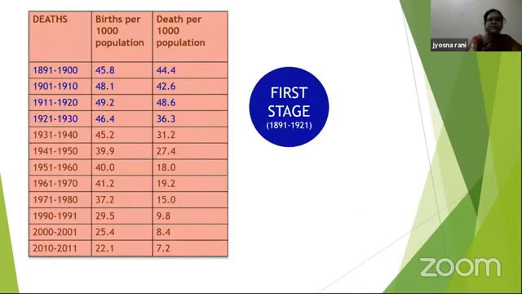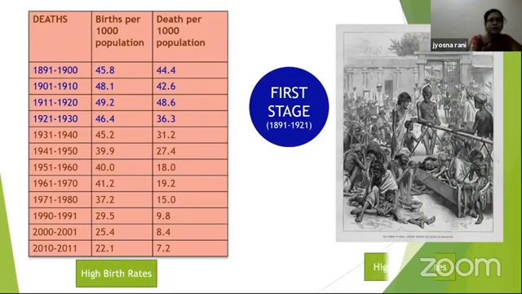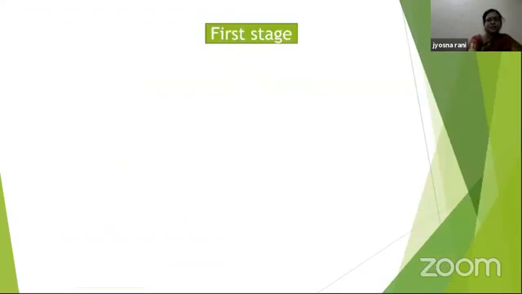And here, in the first stage, if we go through the table, the first stage is from 1891 to 1921. Here, births per 1,000 population is 45.8 and deaths per 1,000 population is 44.4. Here in the table, we can see birth rates and death rates are more or less equally high. So there is no impact on the population growth. More or less the population will be stable.